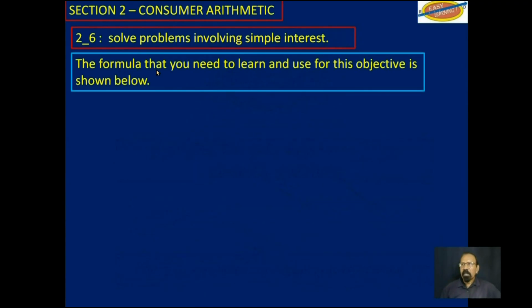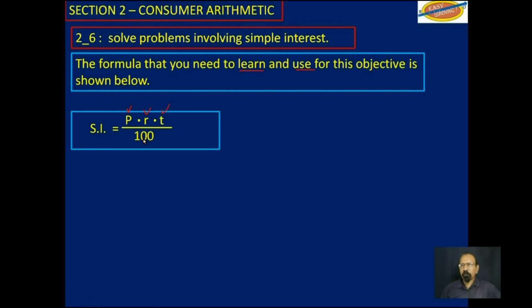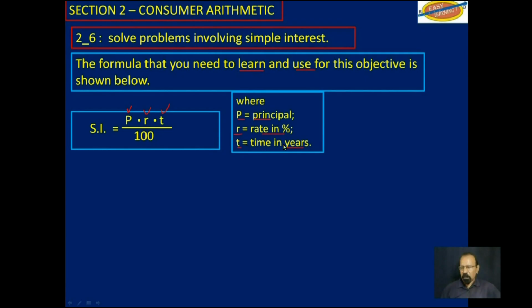So, the formula that you need to learn and use for this objective, we saw it before. Let's look at it again. Simple interest is equal to the principal multiplied by the annual rate multiplied by the time in years over 100. So we just said P is for principal, R is for rate in percent, and T is for time in years.